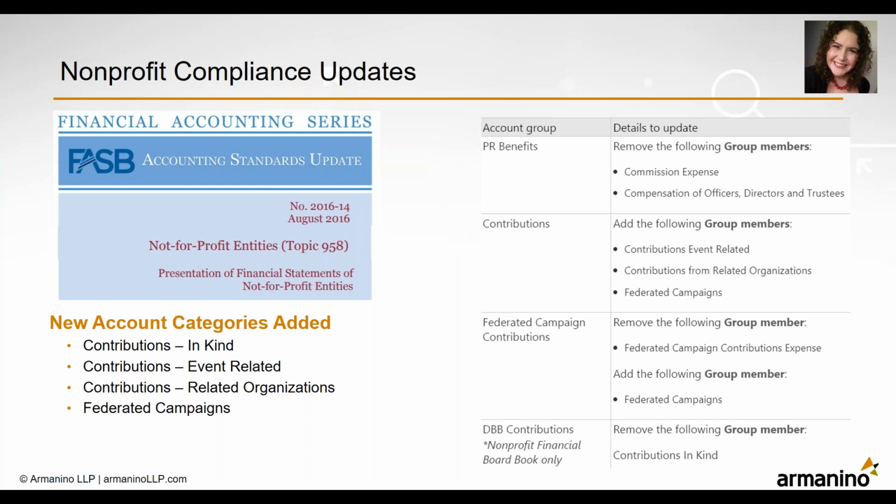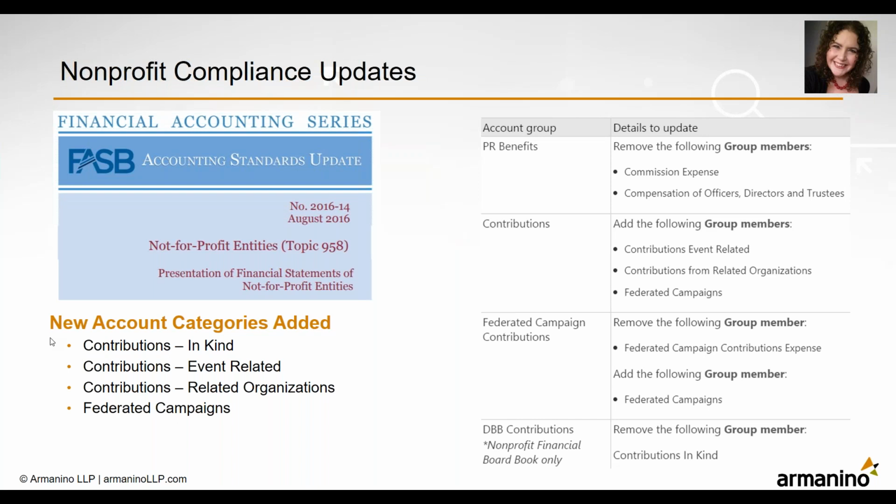So as I'm sure you're aware, ASU 2016-14, otherwise known as Topic 958, is effective now. So it's effective for fiscal years beginning after December 15th, 2017. So if you're on a calendar year, you're nearing Q4. If you are a July 1st start, then it's effective for your 18-19 fiscal year.